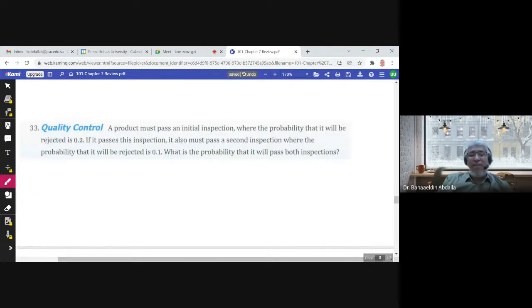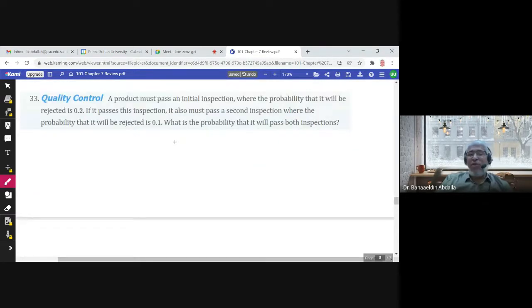A product must pass an initial inspection where the probability that it will be rejected is 0.2. Let me do a tree diagram. There are two possibilities, rejected or not rejected. Probability of rejecting is 0.2, so probability of not rejecting would be 0.8. If it passes the inspection, not rejected, it also must pass a second inspection. It could be rejected again or not rejected, where the probability that it will be rejected again here is 0.1. Not rejected then would be 0.9.